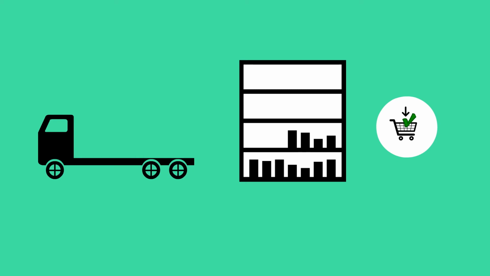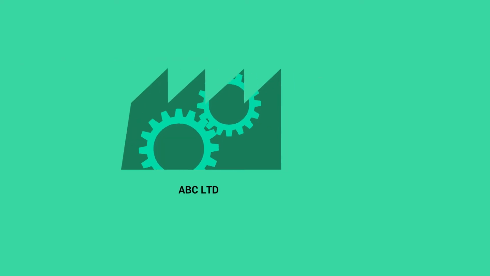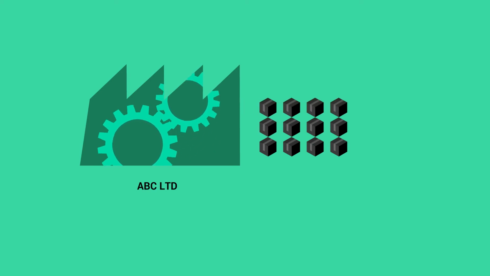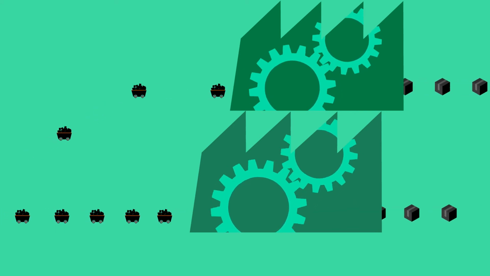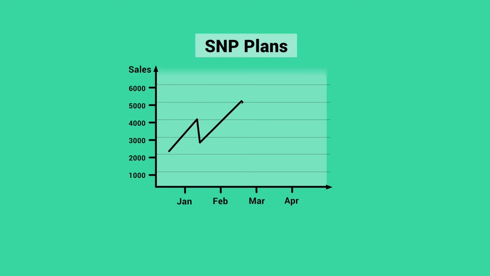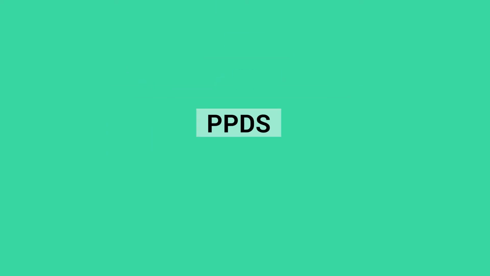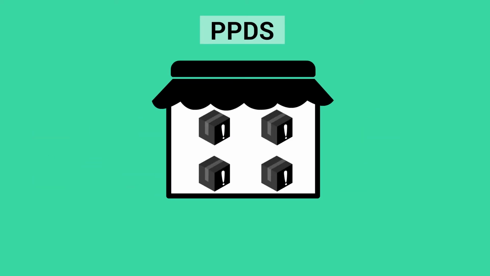The PPDS module enables you to make short-term detailed production plans, capacity plans, and schedules. You can make plans to the detail of minutes and seconds in PPDS. Since this is detailed planning, you can change SNP plans for detailed production rates and routing in PPDS. PPDS helps better coordinate resources, production, and procurement.